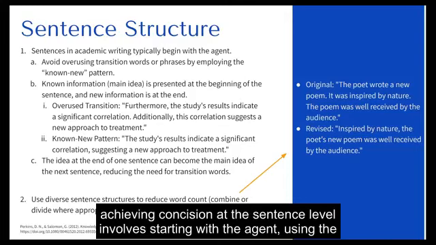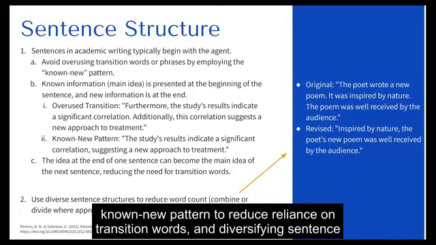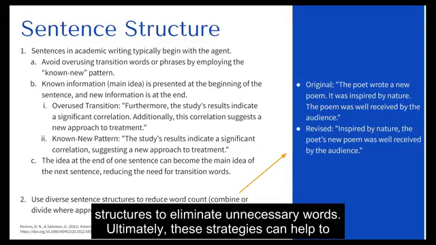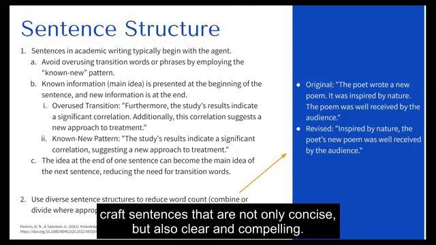In summary, achieving concision at the sentence level involves starting with the agent, using the known-new pattern to reduce reliance on transition words, and diversifying sentence structures to eliminate unnecessary words. Ultimately, these strategies can help to craft sentences that are not only concise, but also clear and compelling.